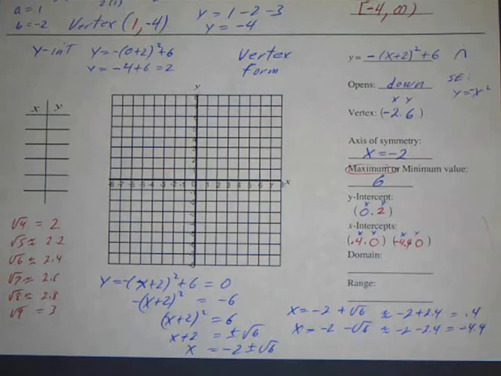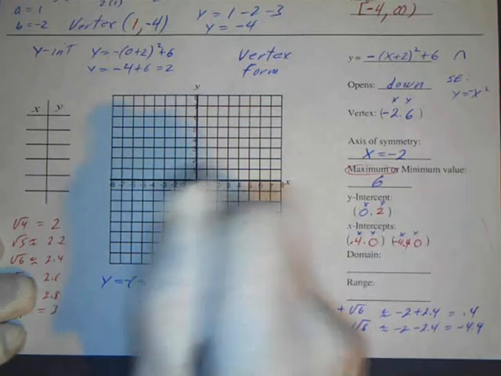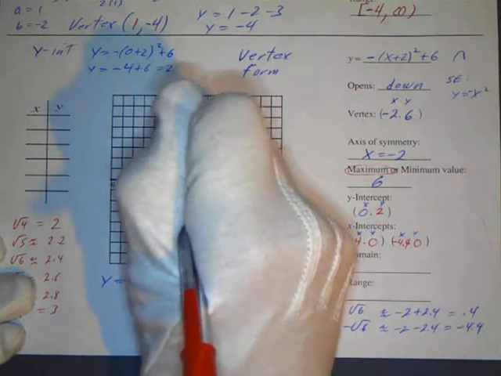Okay, now we want to graph this. So we've got a lot of points here. So first of all, our vertex is at -2, 6. So -2, up 6, so there's my vertex.